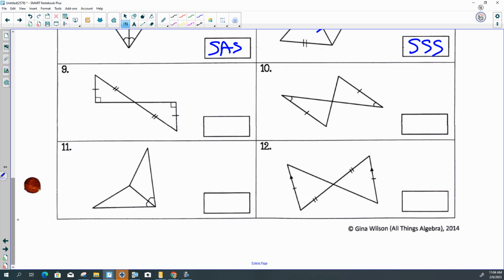Number 9, they are right triangles. There's only one theorem with right triangles. Eliza, can we use it on number 9? Hypotenuse, leg. Otherwise, it's angle, side, side. Normally, we can't use that. Normally, that's a no-no. But since they're right triangles, hypotenuse, leg works.